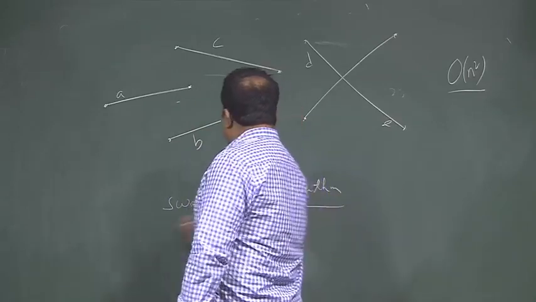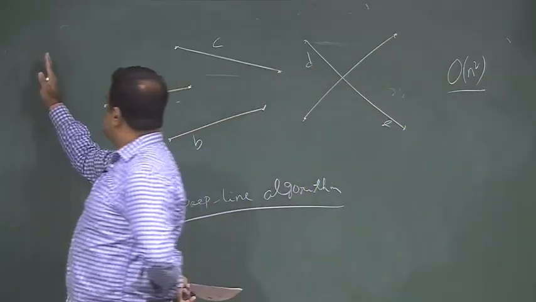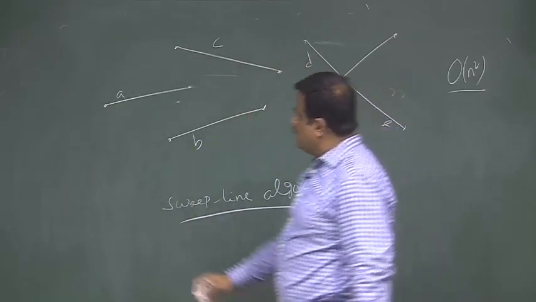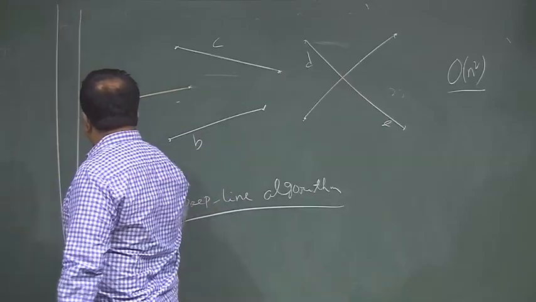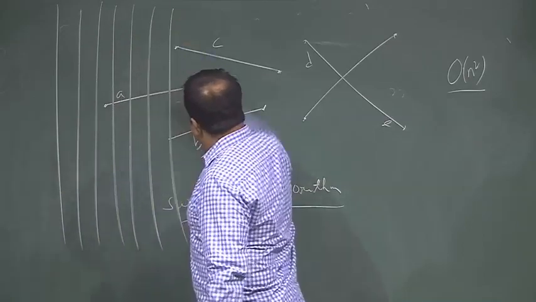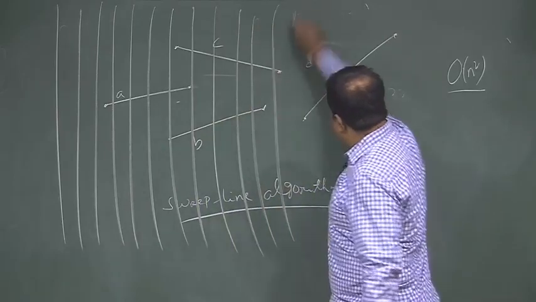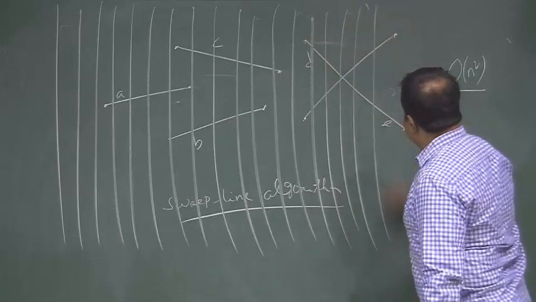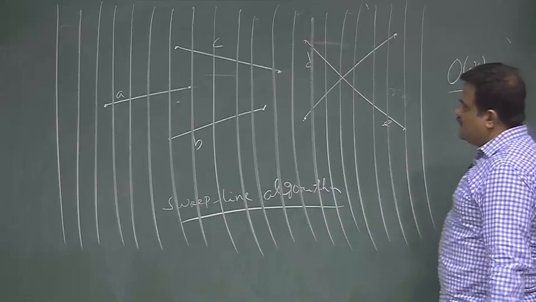So basically what we are doing in the sweep line algorithm, we have a vertical line. We just move this vertical line this way, like this. It should be continuous, but we cannot have it continuous. So this is the movement of the vertical line. We move until we reach the end.